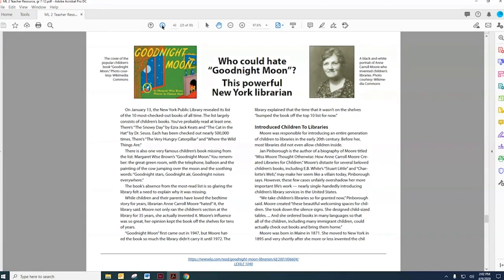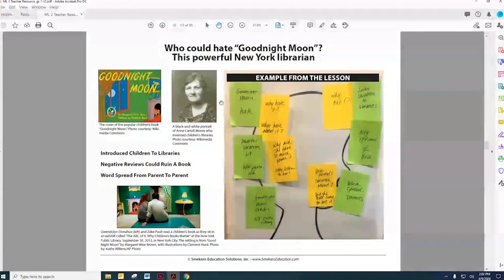Moore not only ran the children's section of the library for 35 years, she actually invented it. Moore's influence was so great, her opinion kept the book off the shelf for tens of years. Wait a minute. Why does she hate the book? Why is it missing from the list? Let's go back and let me remind you of some of our pre-reading questions. And one of them was, why does she have so much power?